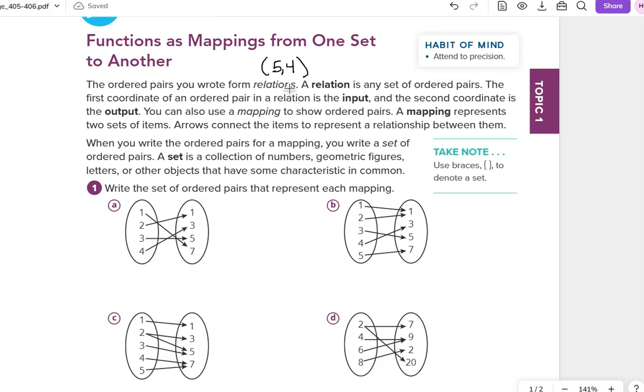The first coordinate of the ordered pair, we call it the X, right? In a function, it's called an input. The second coordinate we know as a Y, or our dependent variable. When we're talking about functions, we call it an output. You can also use a mapping to show ordered pairs. A mapping represents two sets of items. Arrows connect the items to represent a relationship between them. When you write the ordered pair for a mapping, you write a set of ordered pairs. A set is a collection of numbers, geometric figures, letters, or other objects that have some characteristics in common.